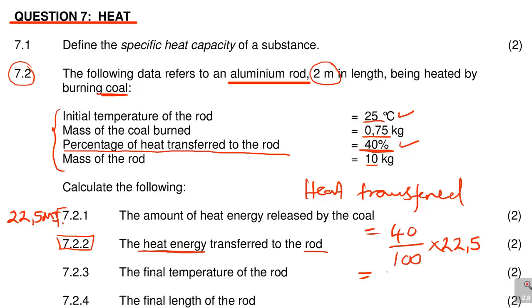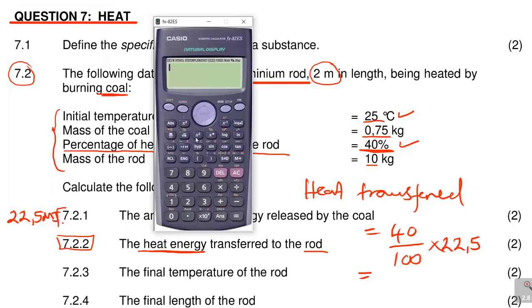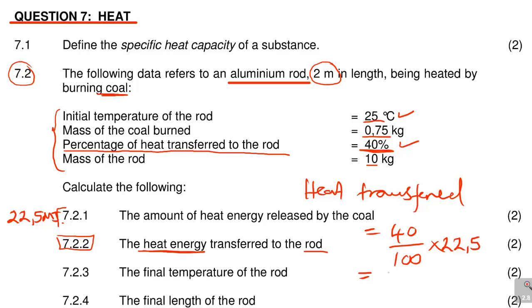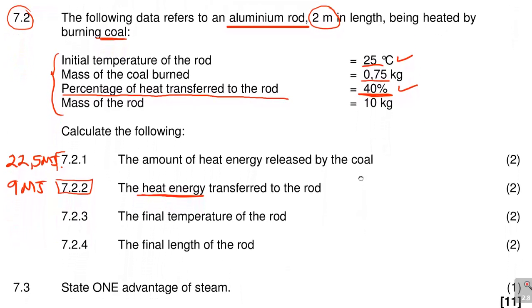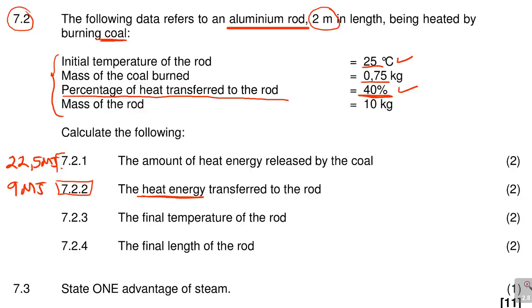So if you can find that using the calculator, what is 40% of 22.5? So it will be 40 over 100 times 22.5. And then it will give us 9. In this case, don't forget the units, you are still dealing with megajoules. So it's 9 megajoules. That is the heat that is transferred in this case. All right, so far so good. Continue the question. This is 2 marks. These are just basic questions in a way, so that you can follow up. They build one question to the other.